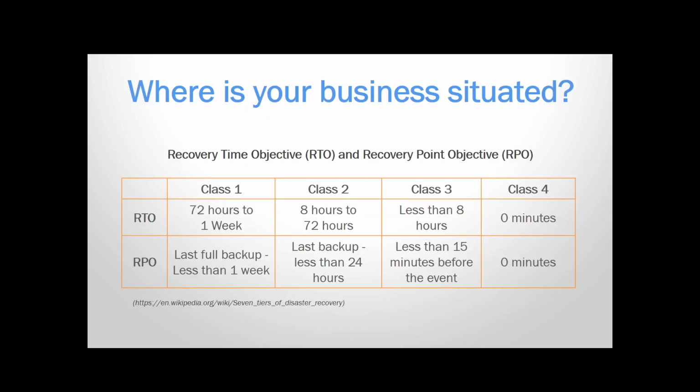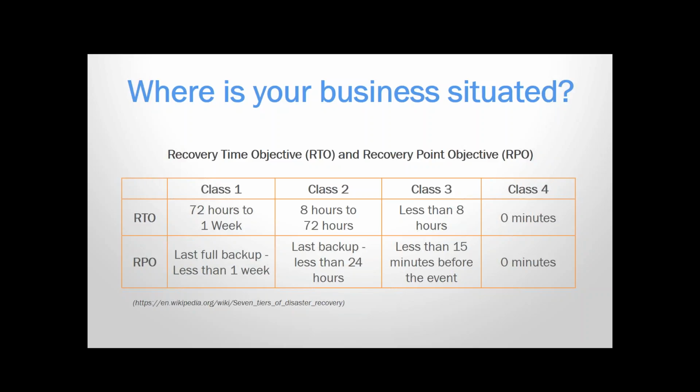So computer network technology has developed a scheme by categorizing the time and data objectives into 4 classes. Most of us are in the class 1 and 2 categories. Class 1 is basically defined as recovery time objectives of anything between 3 days and a week. And the data point is from the last full backup, which is anything from up to a week.